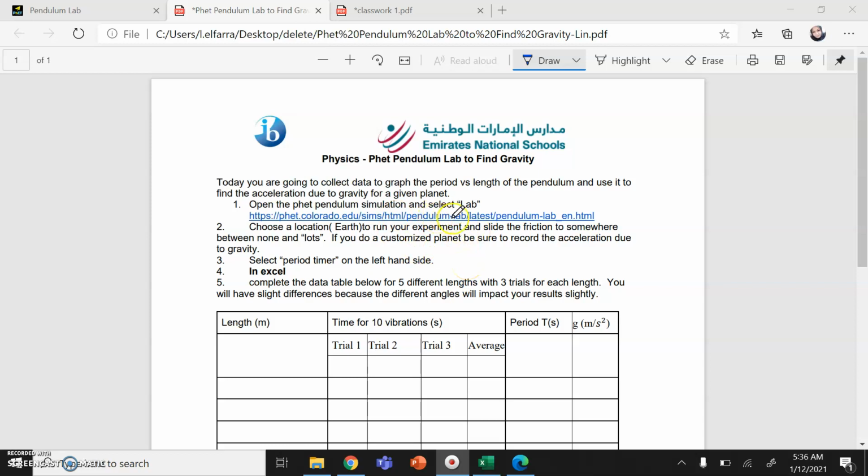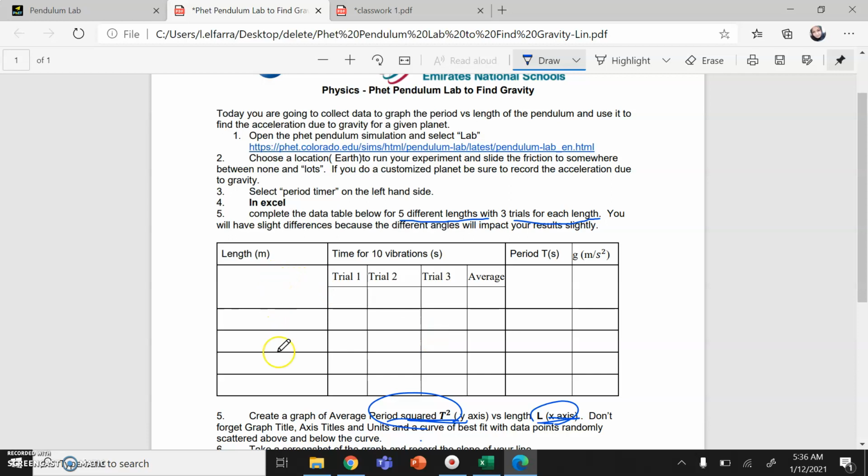You open Excel, you open the PhET simulation. Here we did open the simulation. You choose the location on Earth, open the timer, open Excel. Do the experiment for 5 different lengths with 3 trials for each. So I have to repeat it 5 times for different lengths. You have to take the time for 10 oscillations.